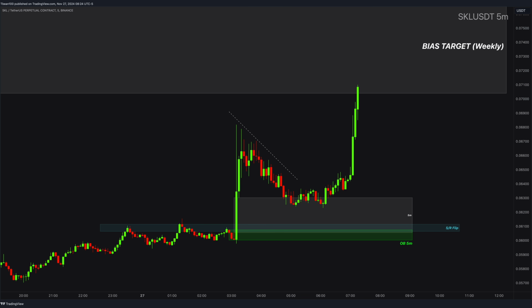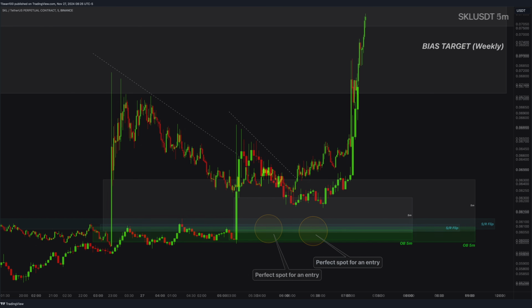Plus, we have this nice support and resistance flip area. So, if you ask me, this was the best possible entry location to take an entry. But life is not sunshine and unicorns. Not everything works as we plan.